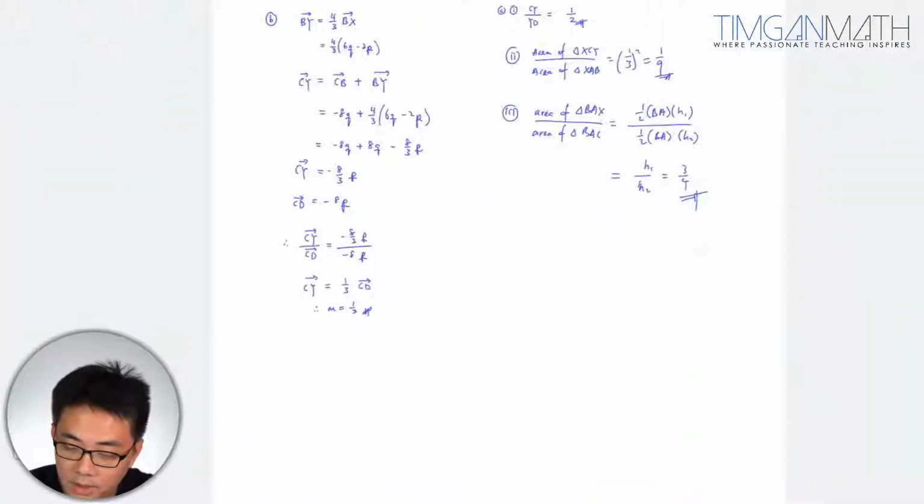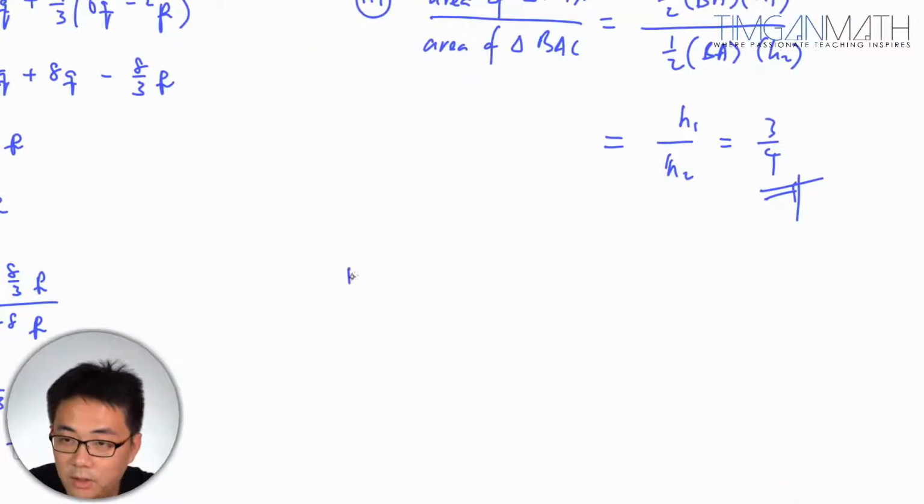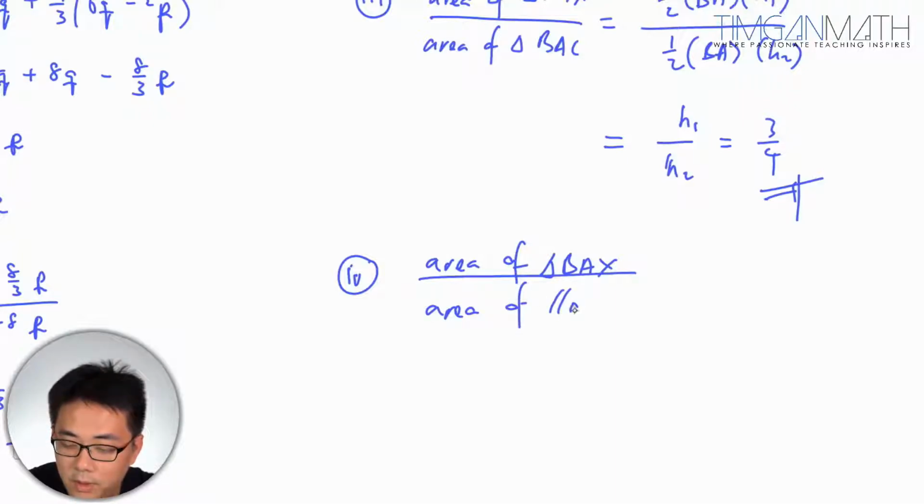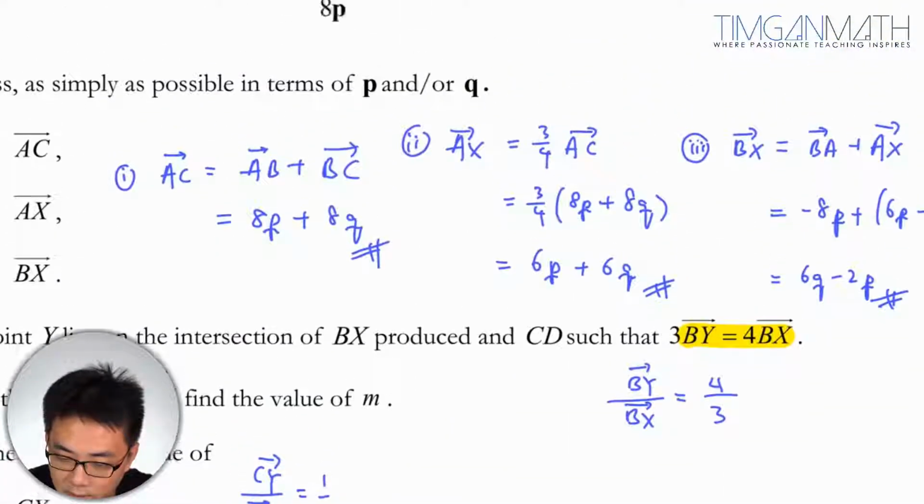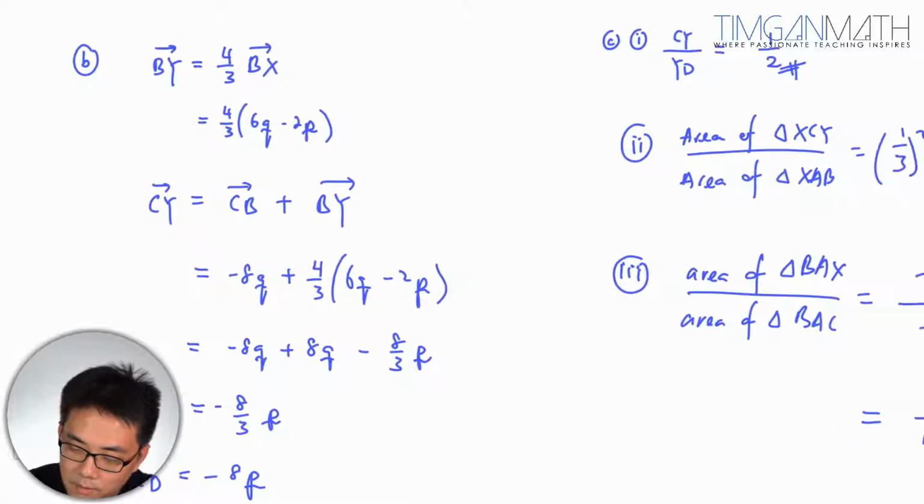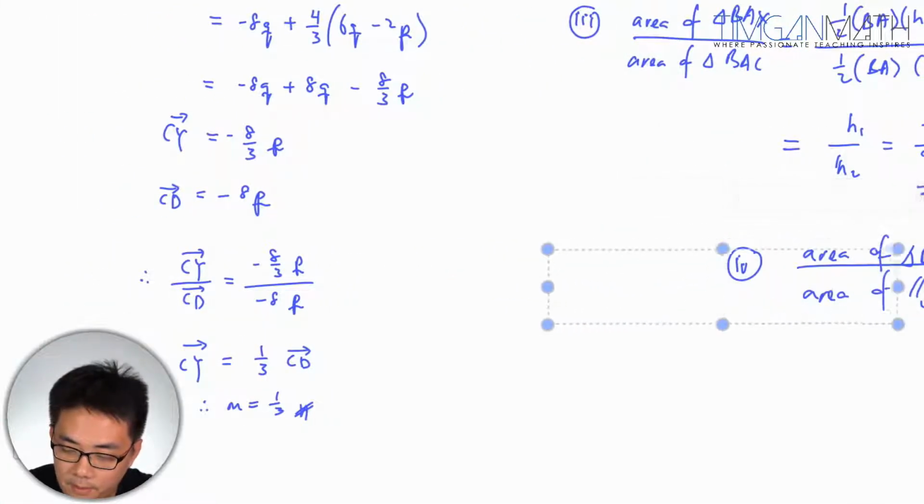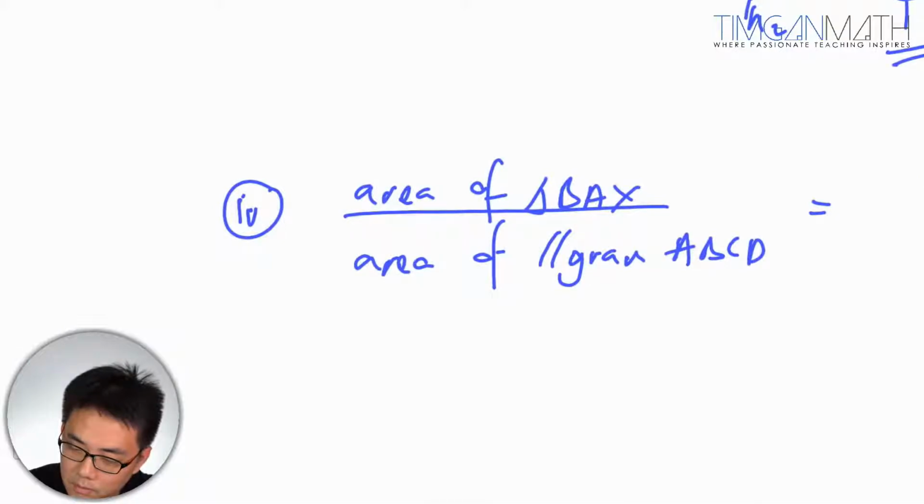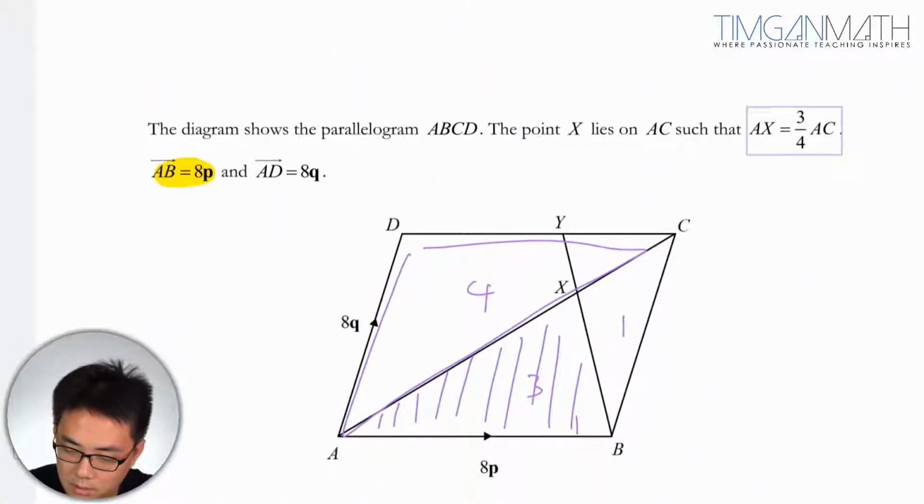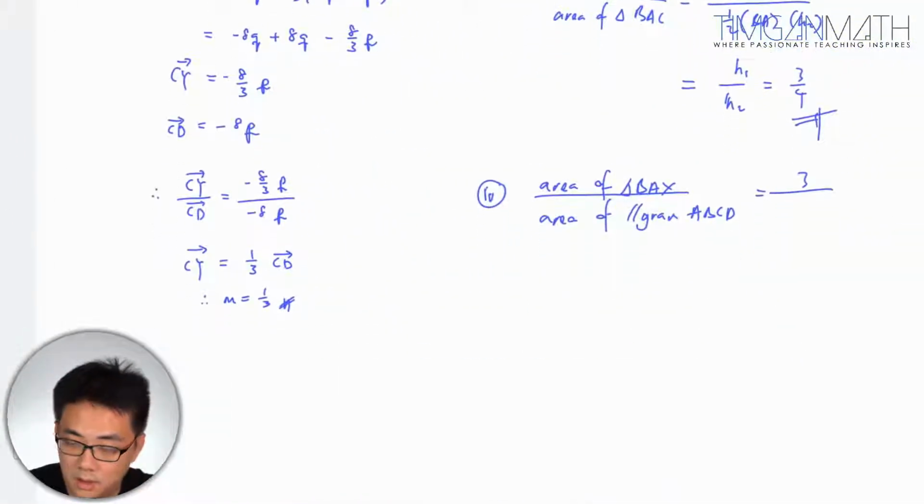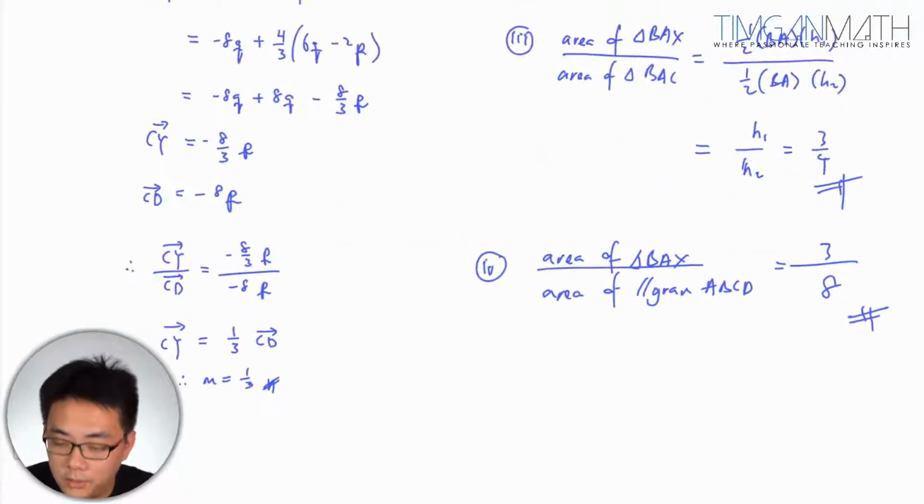So in other words, what we need is actually the total area. Area of triangle BAX over area of parallelogram ABCD would be, area of BAX is 3 units. Area of parallelogram would be 8 units, right? So this is 3 plus 1 plus 4. So this is 8 units. There you go. So that's how we do this question here proficiently.